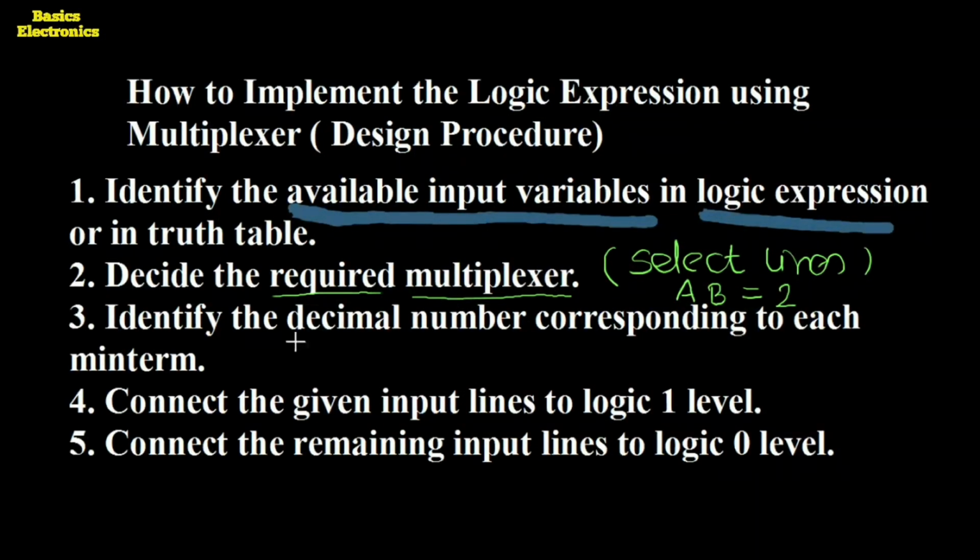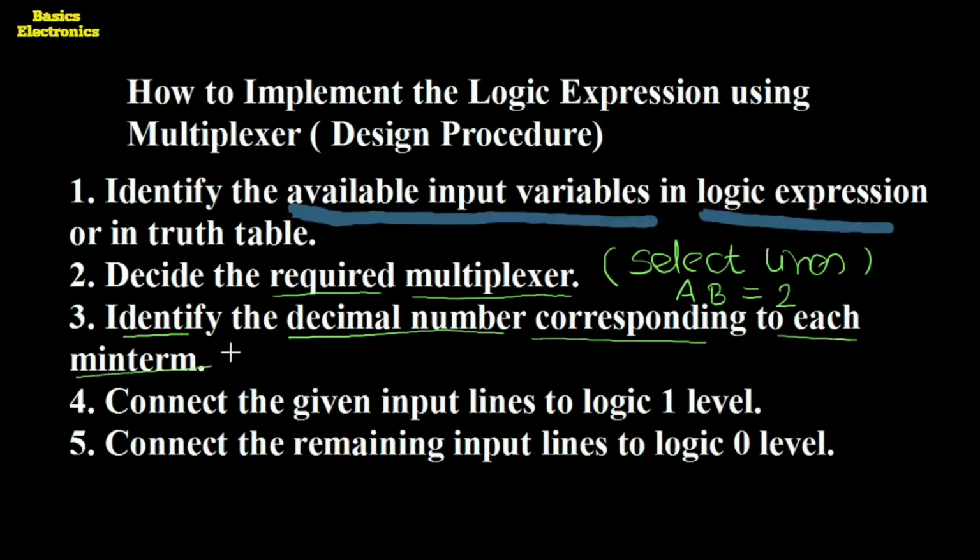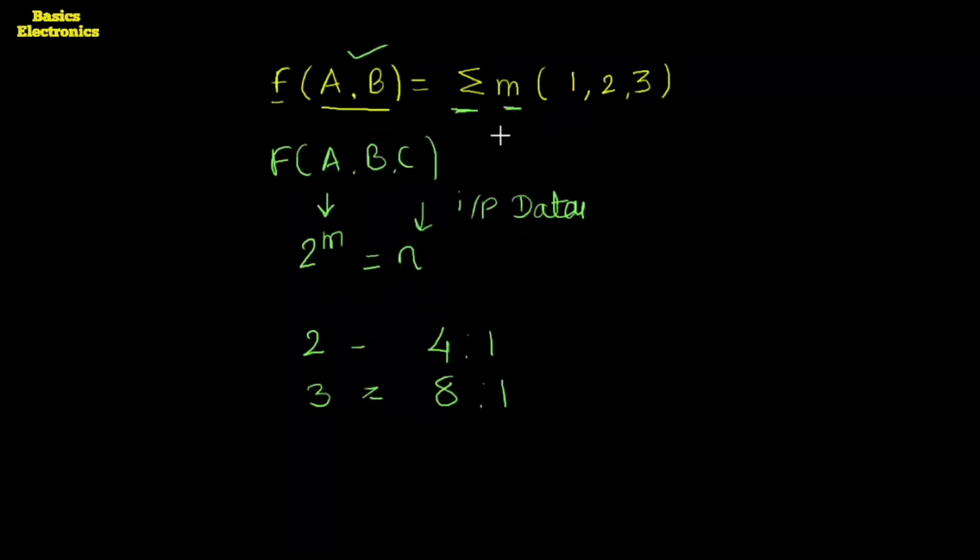After that, we have to identify the decimal number corresponding to each minterm. What is its meaning? We need to identify the decimal numbers corresponding to each minterm. In the equation, the decimal numbers are given. For which line do they correspond? In the multiplexer there are the input data lines.